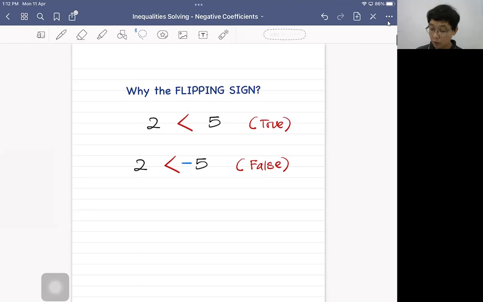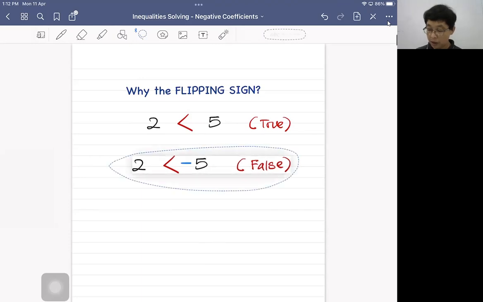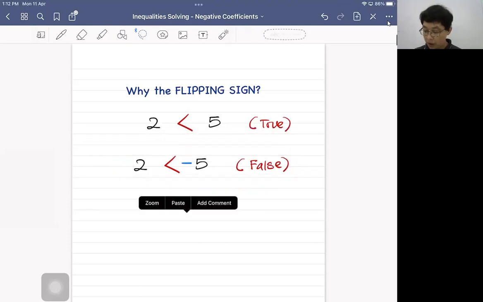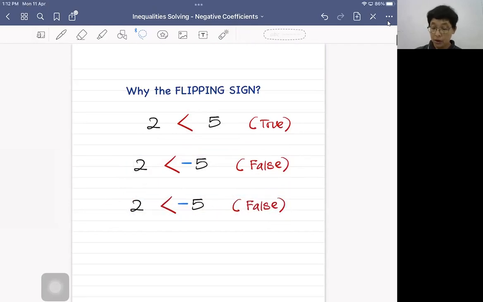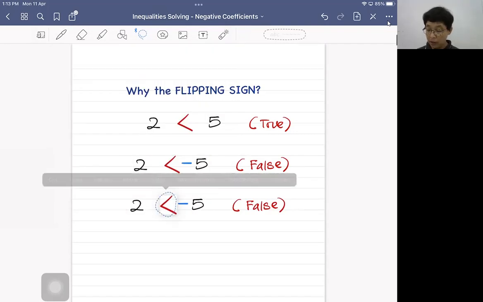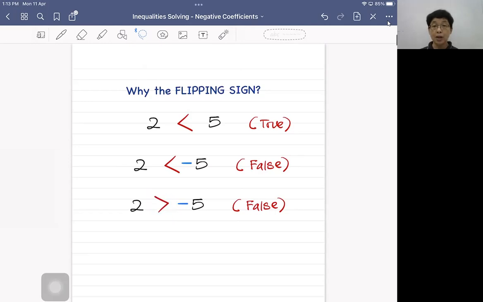Okay, so now how would we fix this so that we can restore it back to a true statement? So this is what we need to do. Let's copy this and put it down here, and let us see how we are going to fix this. Here's the thing that involved flipping sign. So now I just take this sign and I will just flip it across like that. Do you notice what I've done? From lesser than, I've just changed that to bigger than.